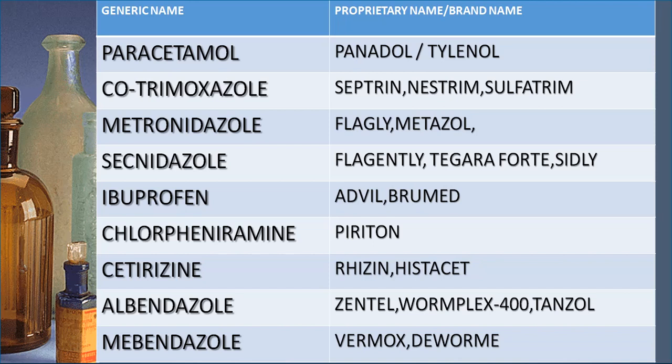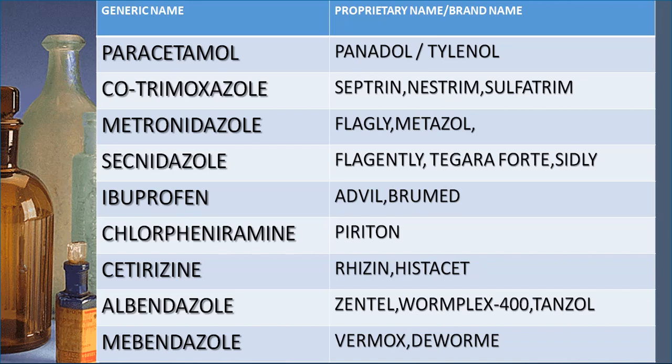The doctor cannot write a medicine like Septrin or Nestrin. The doctor should write cotrimoxazole. The doctor cannot write Flagyl, which I know a lot of you know. But the real name of Flagyl, the generic name, the international non-proprietary name of Flagyl, is metronidazole. Others are Flagental. The right generic name is Segnidazole.